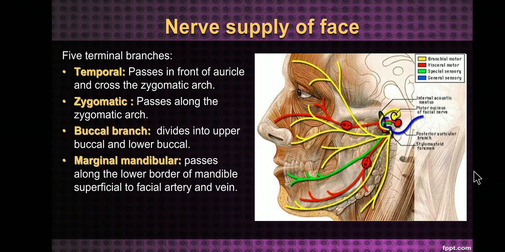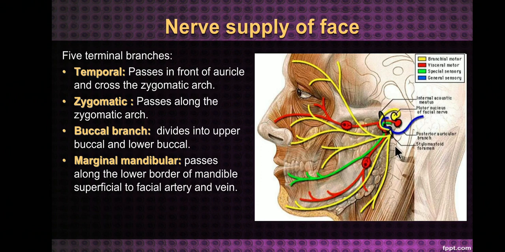Then you have the marginal mandibular branch. Because it passes along the lower border of the mandible, it crosses the facial vessels superficially. It passes on top of the facial vessels and it supplies the risorius and mentalis muscle.